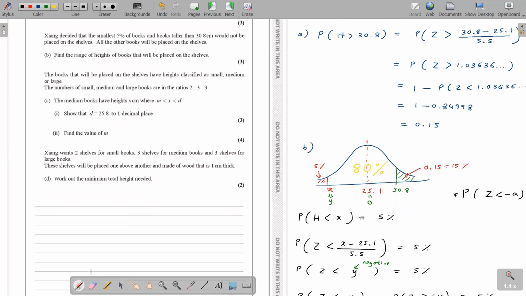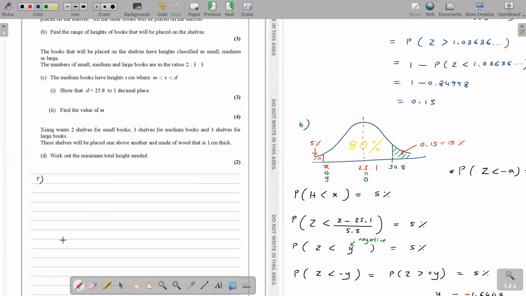Do you get what's going on here? So let me draw it here. So in part C, okay, so in this part, the smallest 5%, and the largest what? 15%. These are not placed on the shelf.